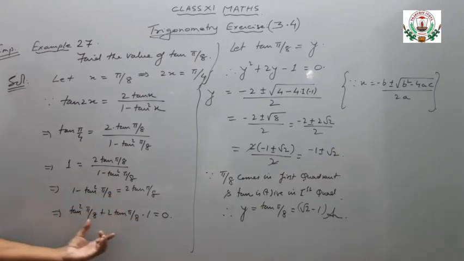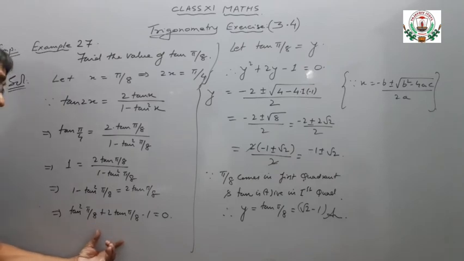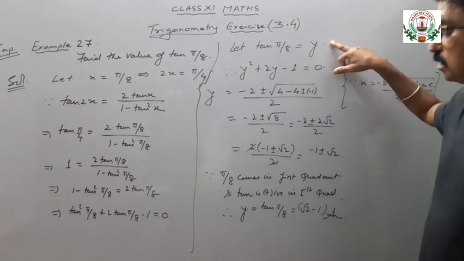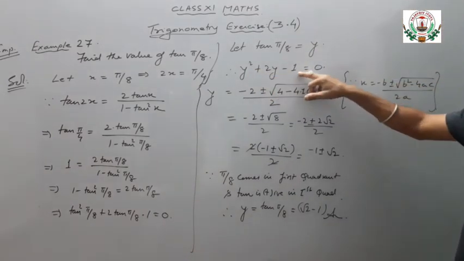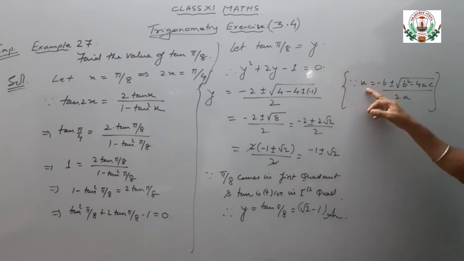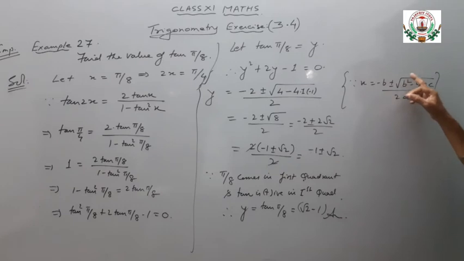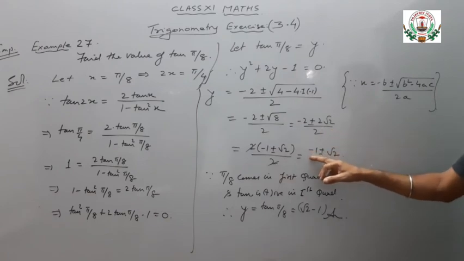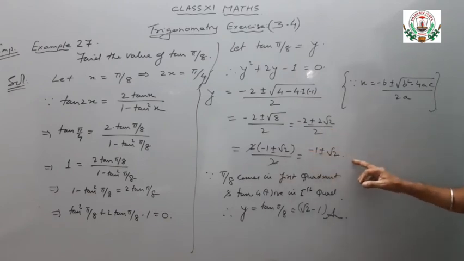Now this is of the form of a quadratic equation. So let us take tan pi by 8 equals some other variable y, so that it becomes y square plus 2y minus 1 equal to 0. And now we are going to apply here the class 10th quadratic equation formula, x equals minus b plus minus under root b square minus 4ac upon 2a. When we apply this formula, we get the final result minus 1 plus minus root 2.